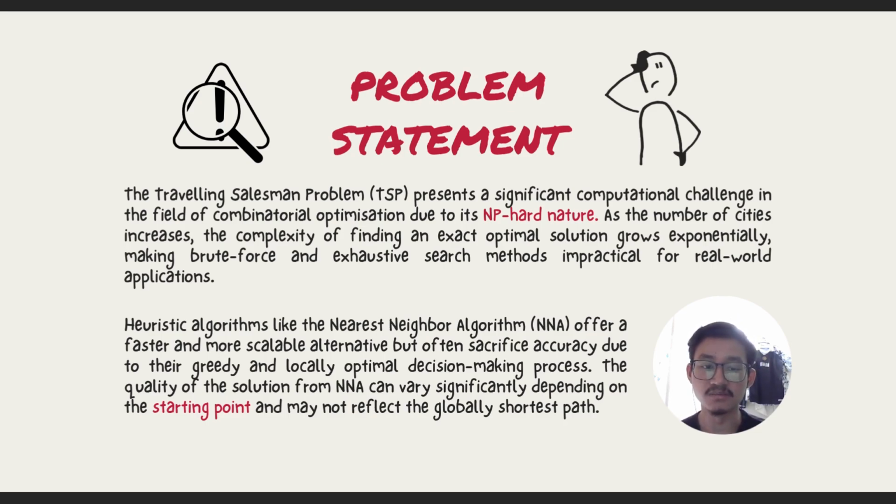Heuristic algorithms, like the nearest neighbor algorithm, offer a faster and more scalable alternative, but often sacrifice accuracy due to their greedy and locally optimal decision-making process. The quality of the solution from NNA can vary significantly depending on the starting point and may not reflect the globally shortest path.